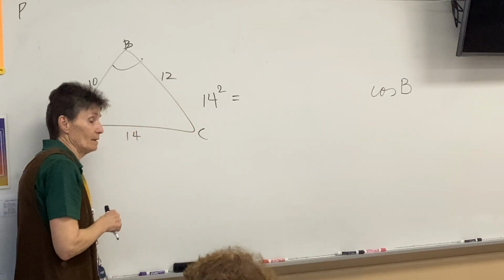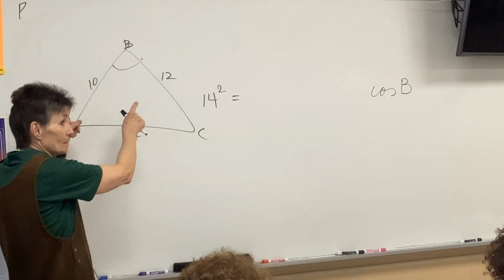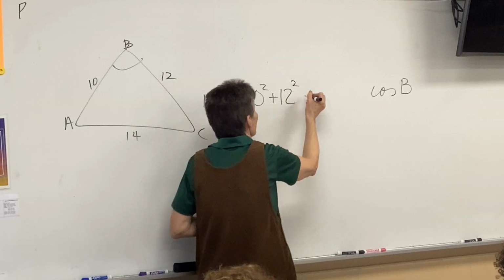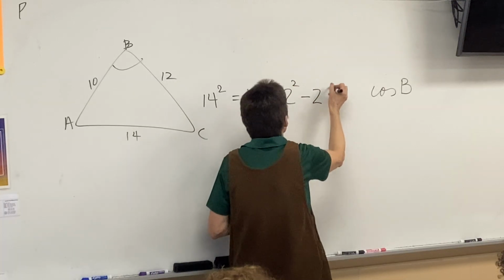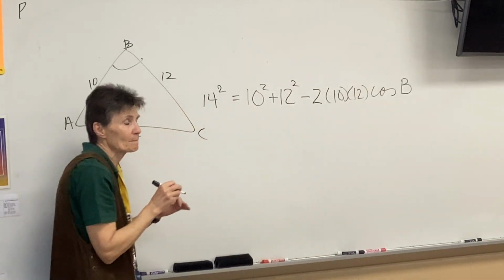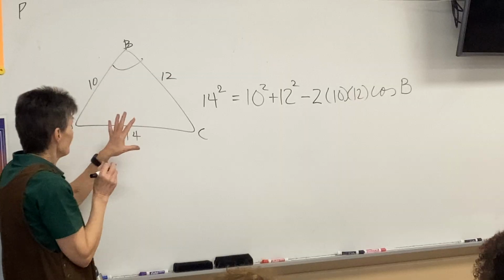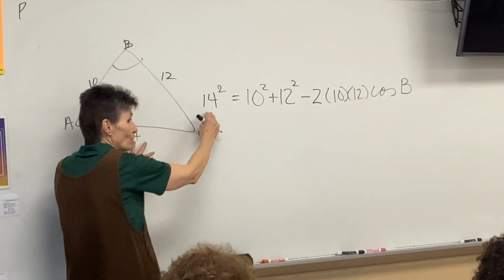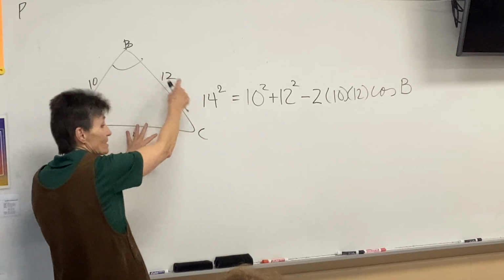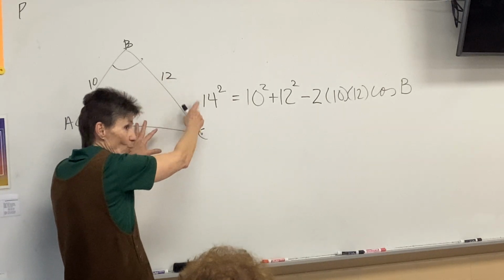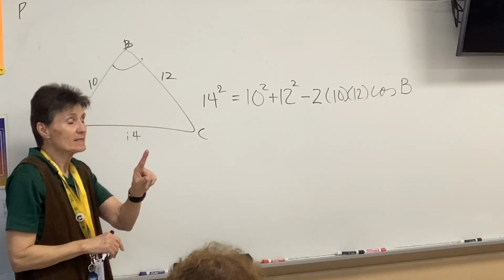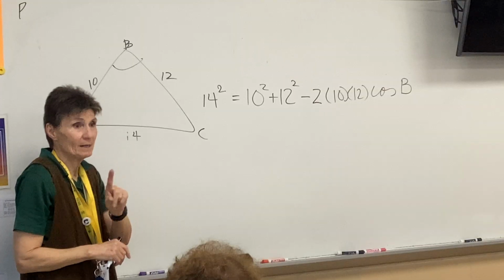All right, then what goes in the middle? 10 squared plus 12 squared minus 2 times 10 times 12. That minus 2 is part of the formula. So 14 is the side that's over here by itself. So then all the rest of that middle stuff is 10s and 12s. 10 squared plus 12 squared minus 2, 10, 12. This is harder to type in.